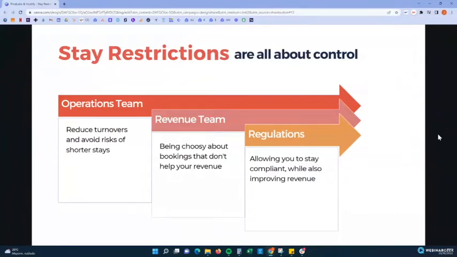And the third one is regulations. All companies nowadays, with some exceptions, but in the majority of markets, have issues with regulations, issues with the city halls, issues with the local governments. So regulations are important as well. If you want to comply with the regulations, usually you have to have stay restrictions and stay restriction strategies.